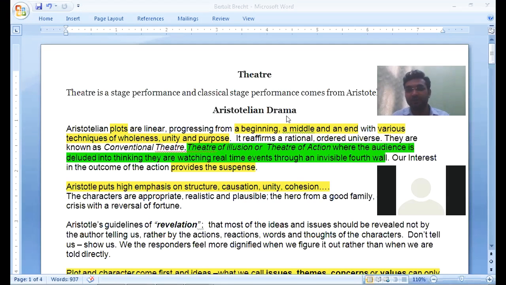So today's topic is whichever we have earlier discussed about the theater in the offline classes and provided material, in which we have talked about epic theater.